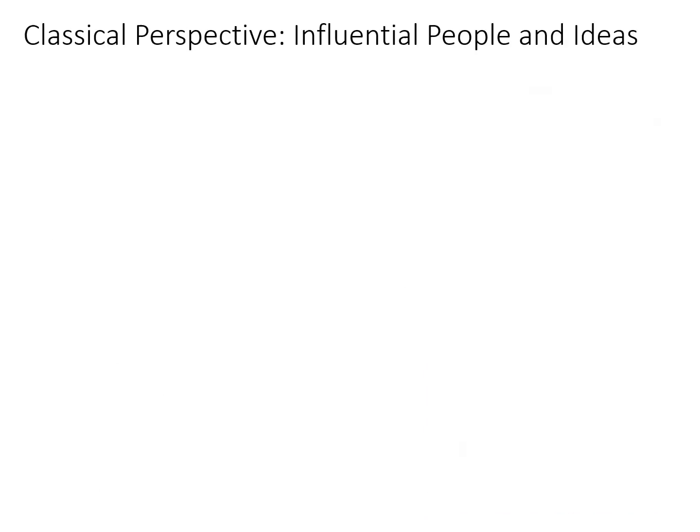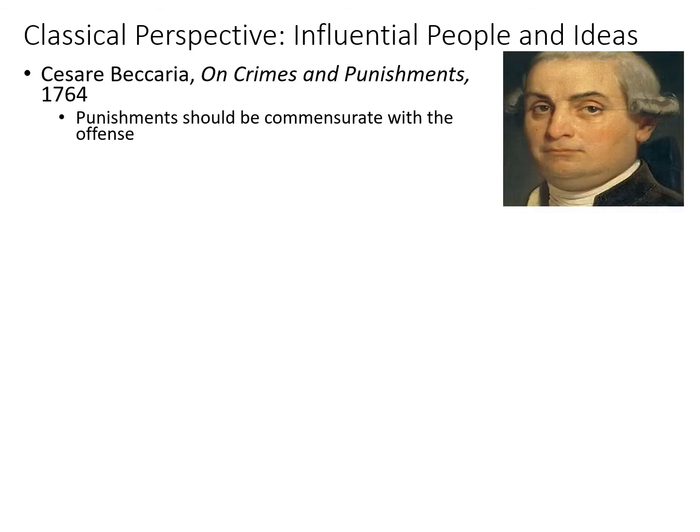The classical perspective or rational choice theory has some influential people and ideas that I'd like to highlight in this slide. One person of major importance is Cesare Beccaria, On Crimes and Punishments, which he wrote in 1764. And he had the revolutionary idea that punishments should be commensurate with the offense, that the punishment should fit the crime. That is where that saying comes from: Beccaria.